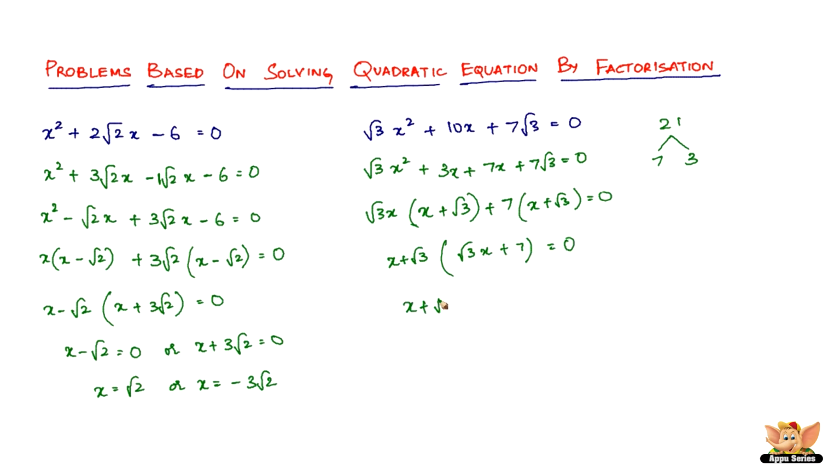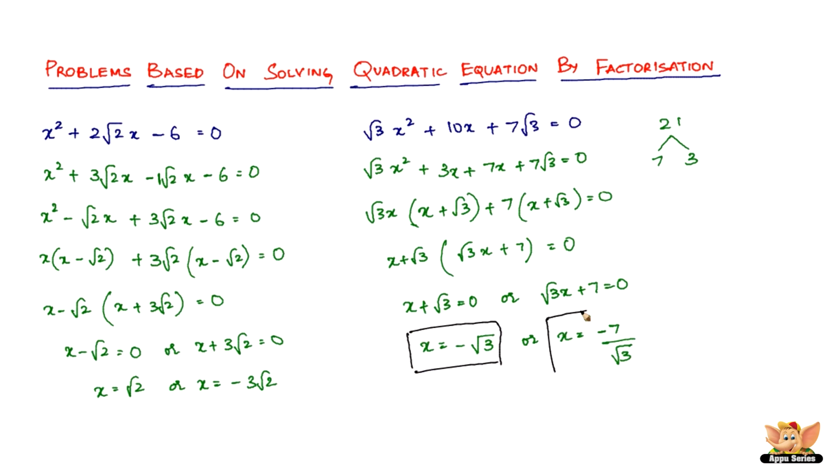So x plus root 3 equals 0 or root 3x plus 7 equals 0. So we have x equals negative root 3 or x equals negative 7 divided by root 3. So these are the solutions for this particular quadratic equation. So here it is. We've solved the two quadratic equations by the method of factorization. So these are the two roots of the given equations.